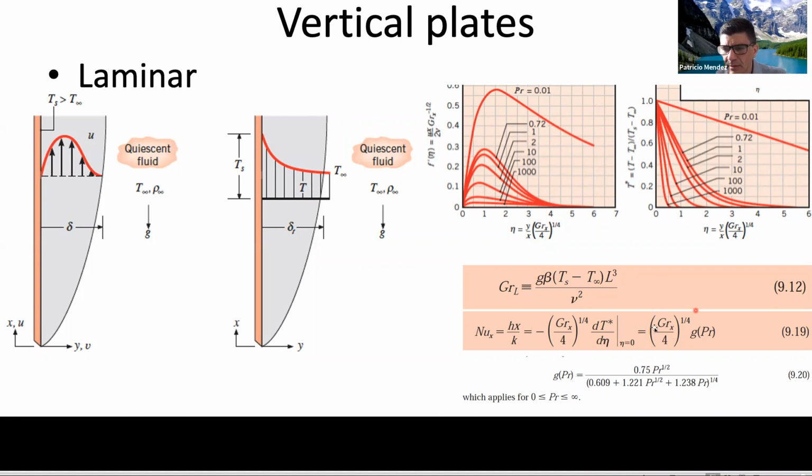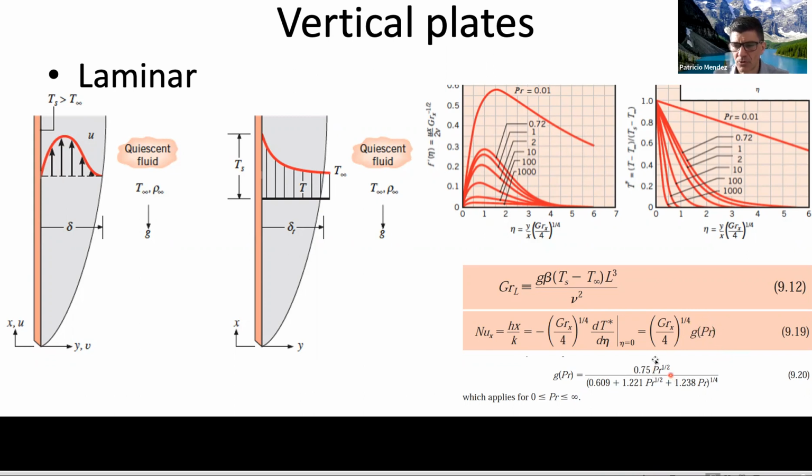And when you do all these operations, you end up with Grashof to the 1/4 over 4 times this function g. I'll draw your attention to two things here. This Nusselt number, the Nusselt number for natural convection in laminar flow has a Grashof to the 1/4. Let's keep this in mind, because much like when we had the Reynolds that was coming as Reynolds to the 1/2, now we're going to have this Grashof to the 1/4 appearing other times. And then g of Prandtl.